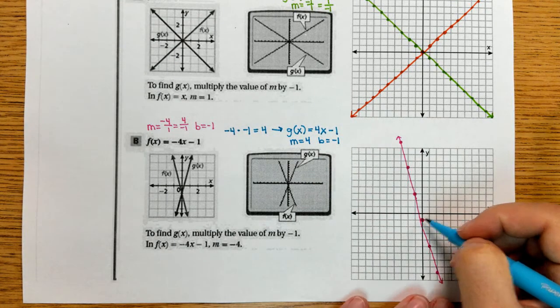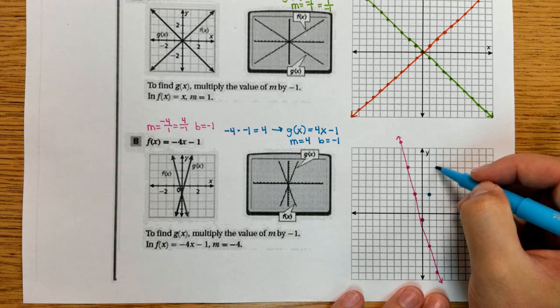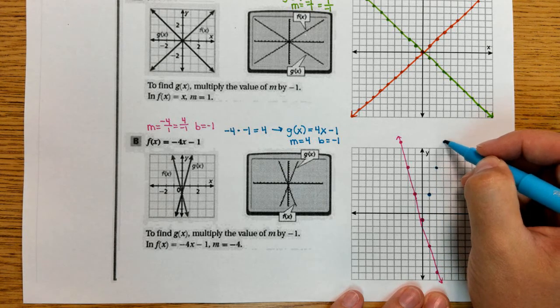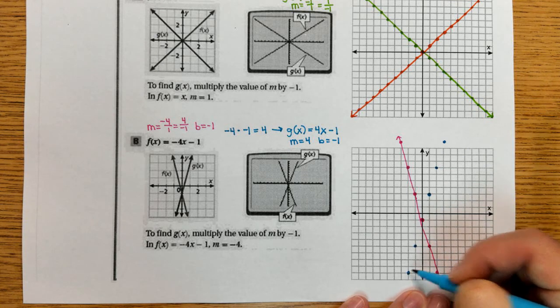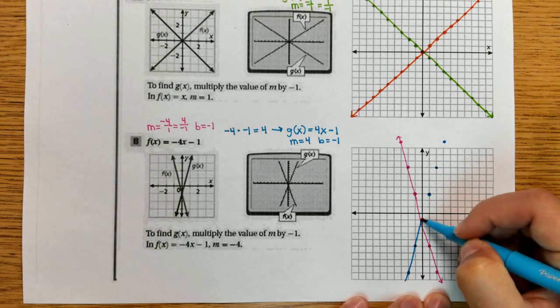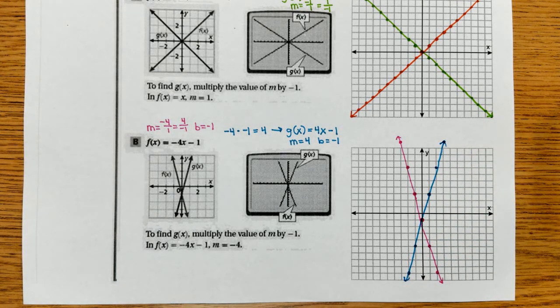So same intercept, except this time I'm going up 4, right 1, up 4, right 1, up 4, right 1. And then down 4, right 1, down 4, right 1. Then I'll connect my dots to form my graph. And that is what your reflection would look like for that example.